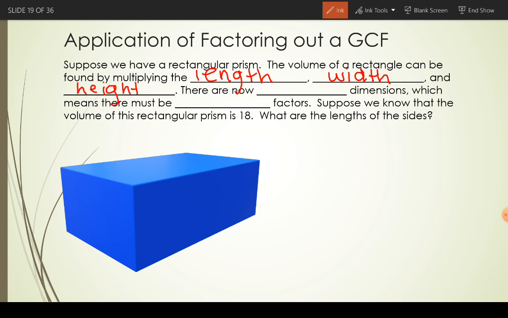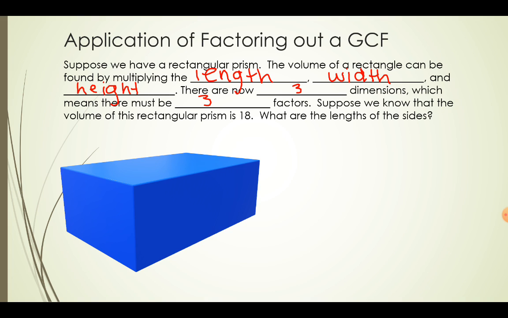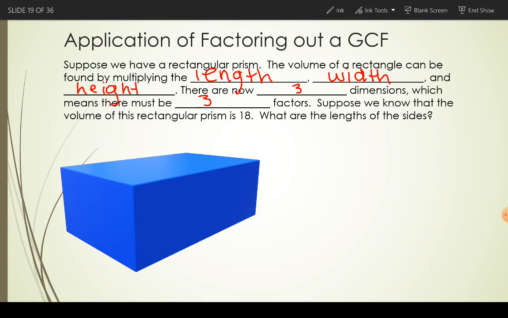So there are now 3 dimensions, which means there must be 3 factors. So suppose we know that the volume of this rectangular prism is 18. What are the lengths of the sides? So we know that the volume is 18. I need to find 3 lengths. So let's go ahead and break 18 down and see if there are 3 factors.